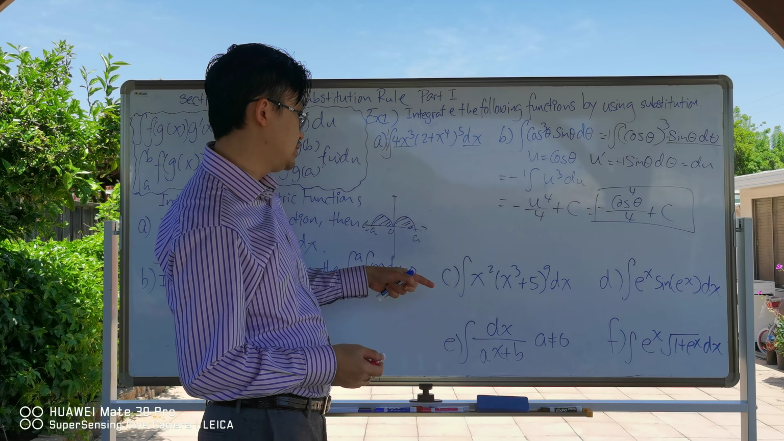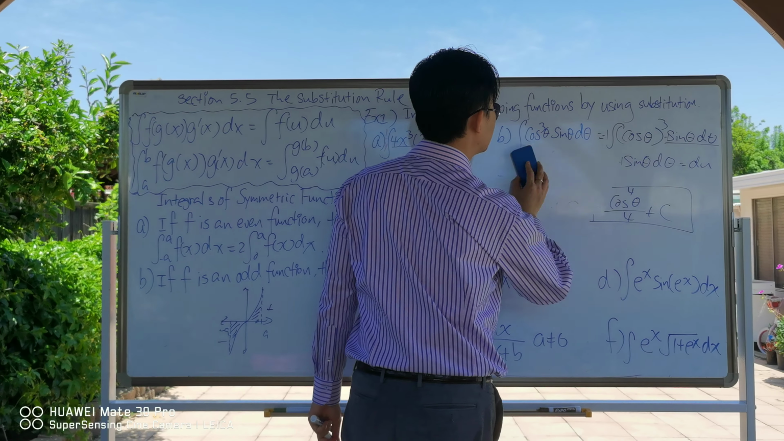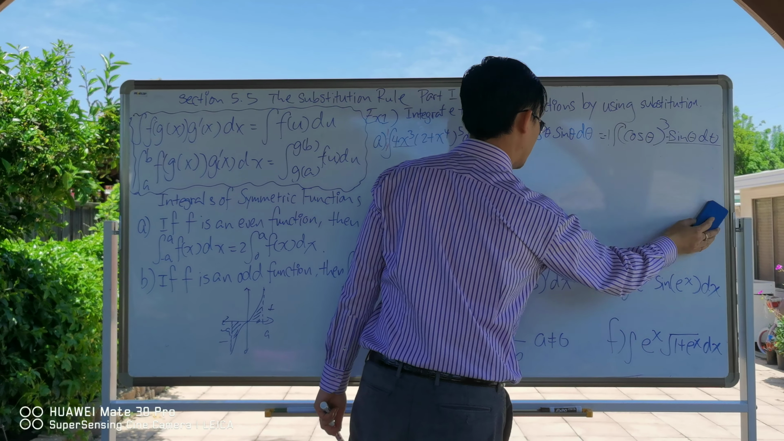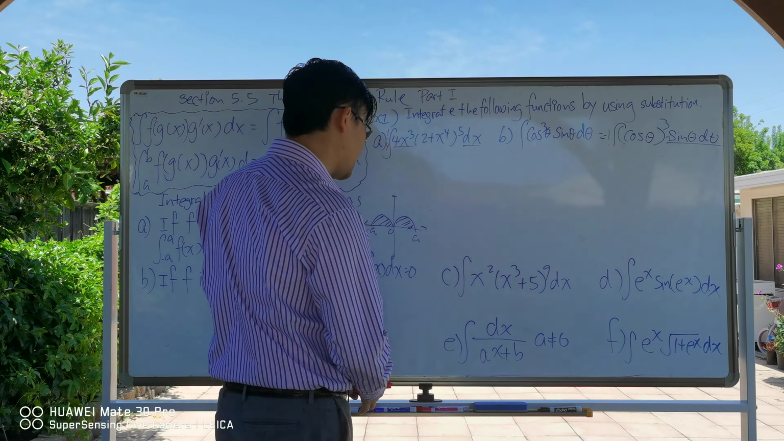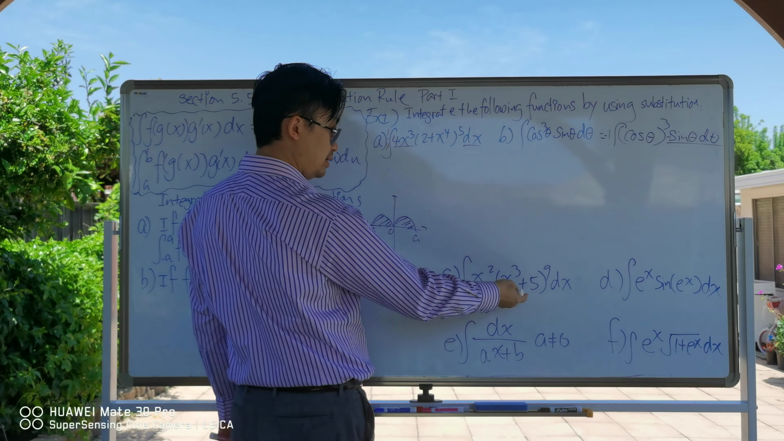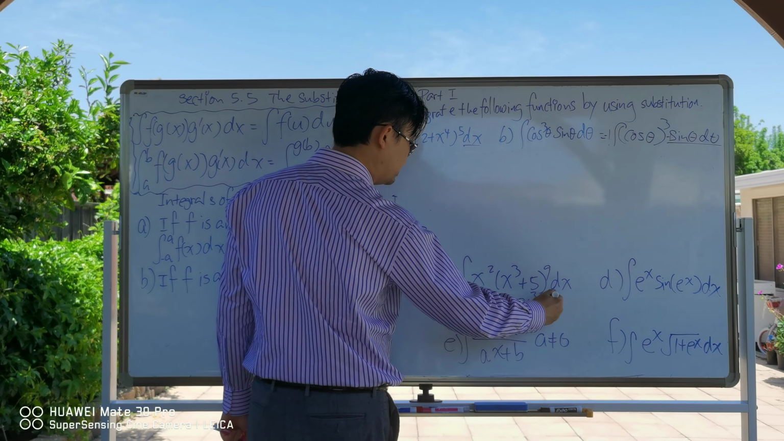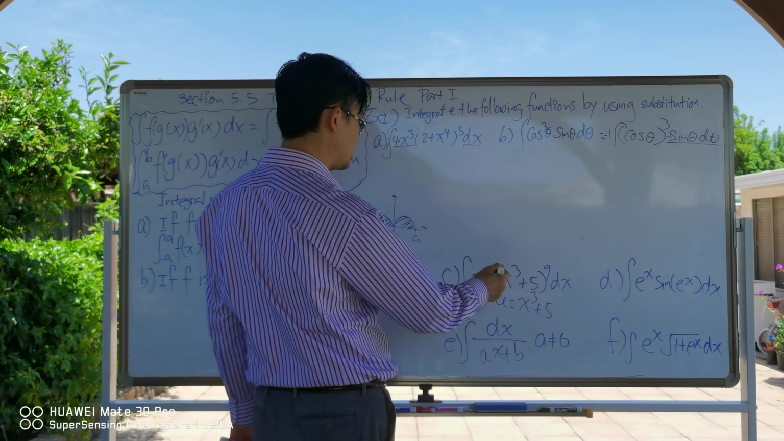So now let's try C, D, E, and F. Okay? So for C, D, E, and F, this one's getting a little bit complicated. So for C, we want to use u as the inner function, x to the power of 3 plus 5. Okay, let's just put it right here.